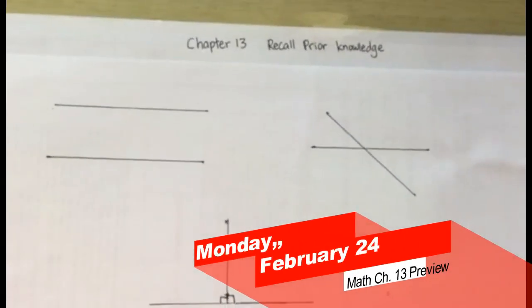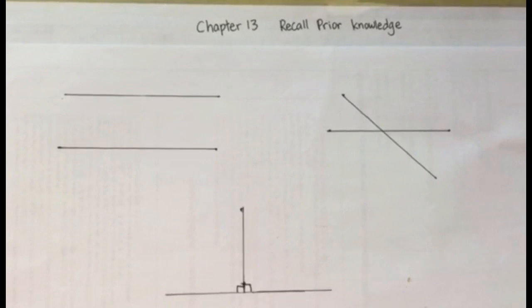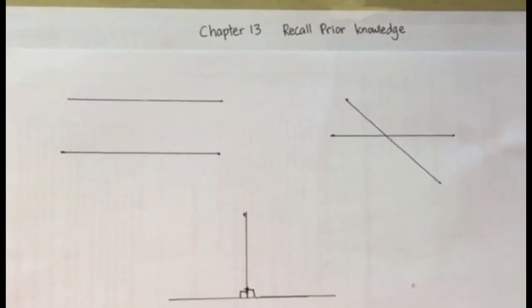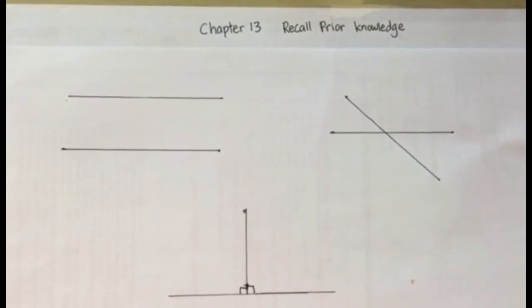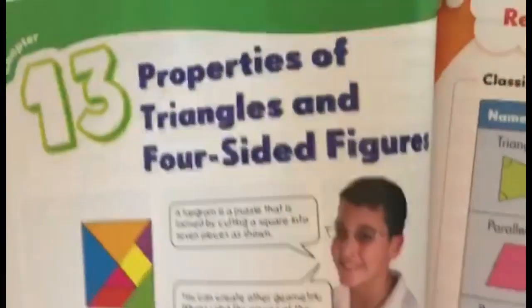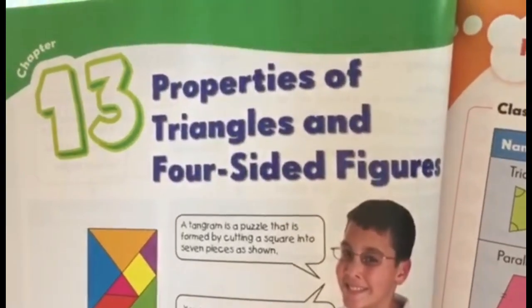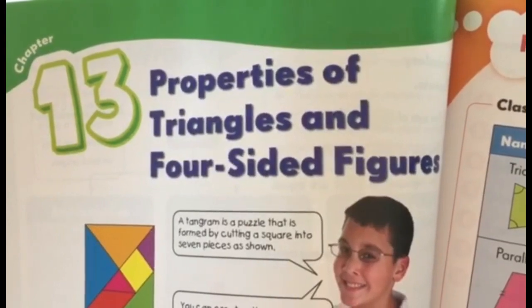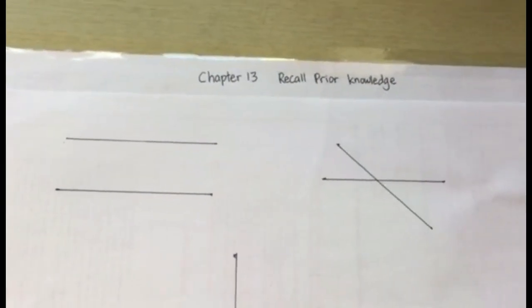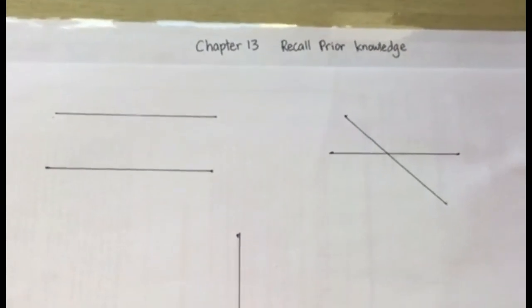Hello, fifth grade. It seems like you all have done a good job on the previous chapter, chapter 12. And starting this week, we will learn chapter 13. Chapter 13 is called Properties of Triangles and Four-Sided Figures. And we want to start with recalling our prior knowledge.